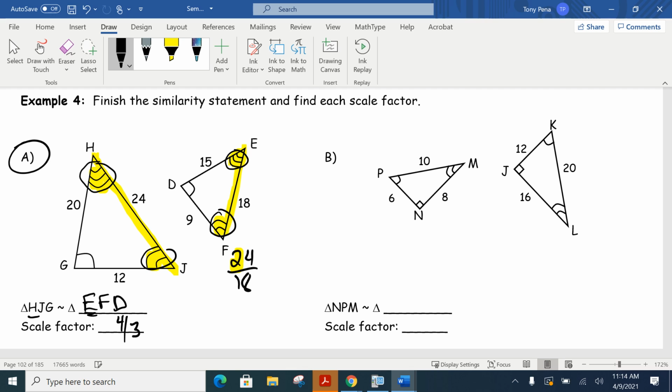All right. Letter B, let's do one more here. Go ahead and do your similarity statement and then your scale factor.